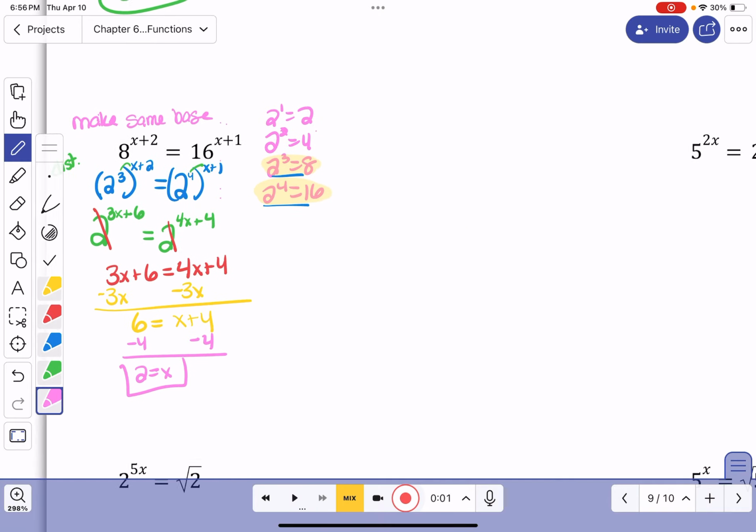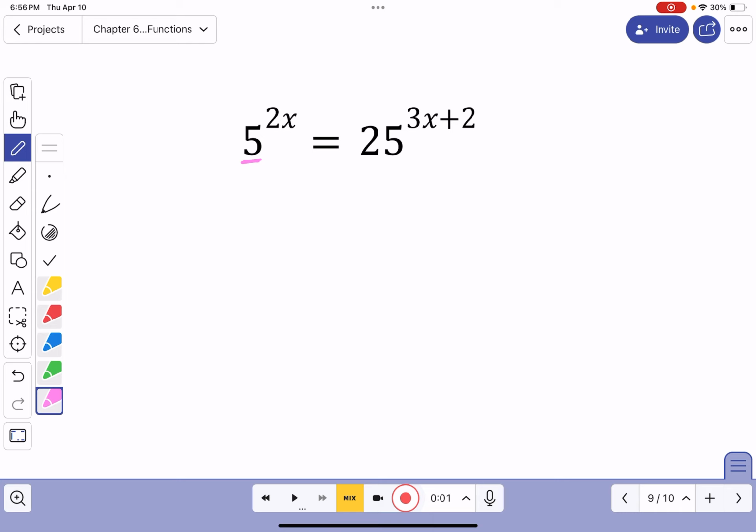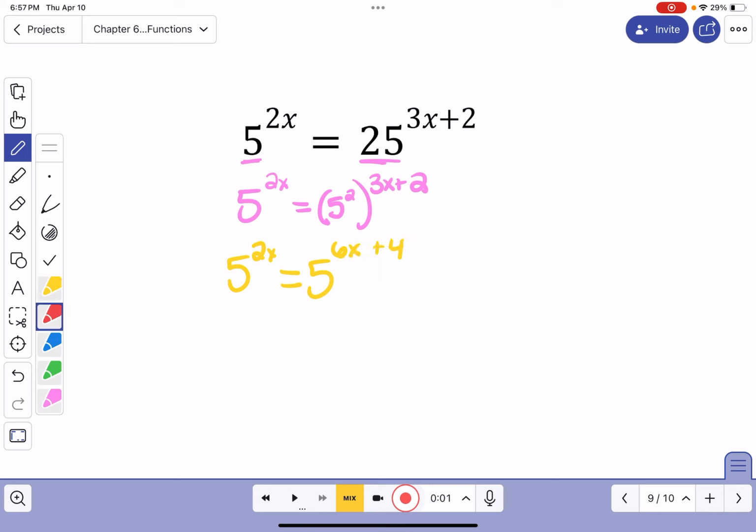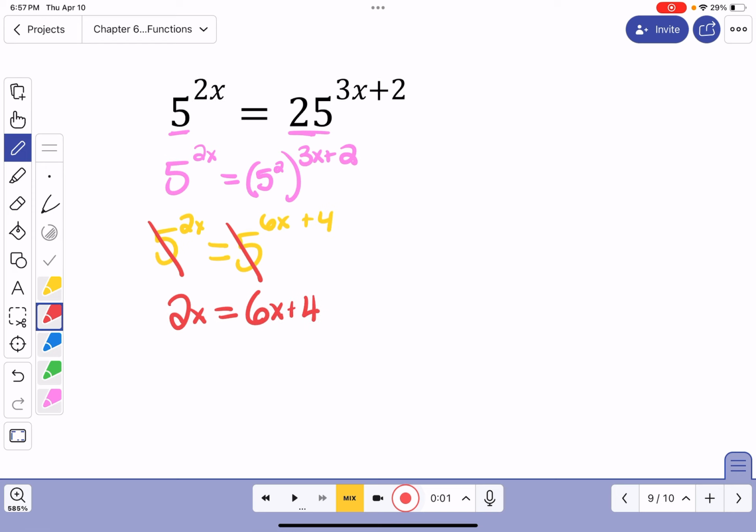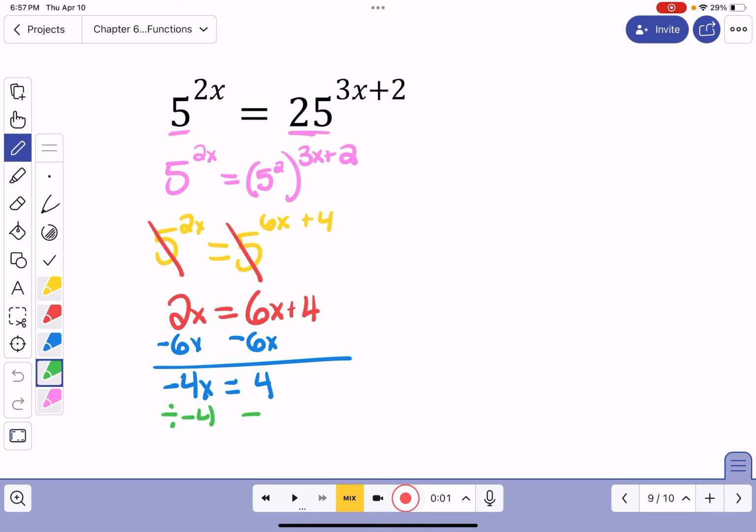So let's look at another one that's kind of similar. We have a 5 and 25. Now I may go, oh, hey, 25 is 5 squared. 5 times 5 is 25. So I'm going to leave this one, but I'm going to rewrite the 25 as 5 squared. That's the goal. You're just going to take the numbers that are there and see if you can make them have the same base. Then we distribute our exponent. So 2 times 3x is 6x, and 2 times 2 is 4. Now that the bases match, we can ignore them. So 2x equals 6x plus 4. I'm going to subtract 6x from both sides, so we get negative 4x equals 4. I'm going to divide by negative 4, so I get x equals negative 1.